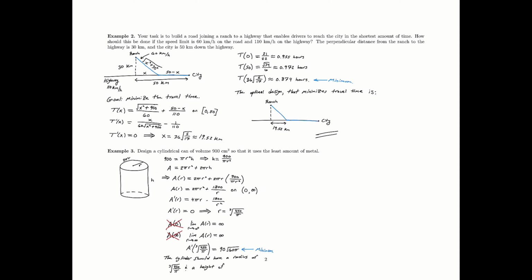To get the height, we would take this expression for the radius and just plug it into this equation right here. And if you do that and simplify, that height turns out to be 900 over pi times the cube root of pi squared over 450 squared. And that's the optimization problem.